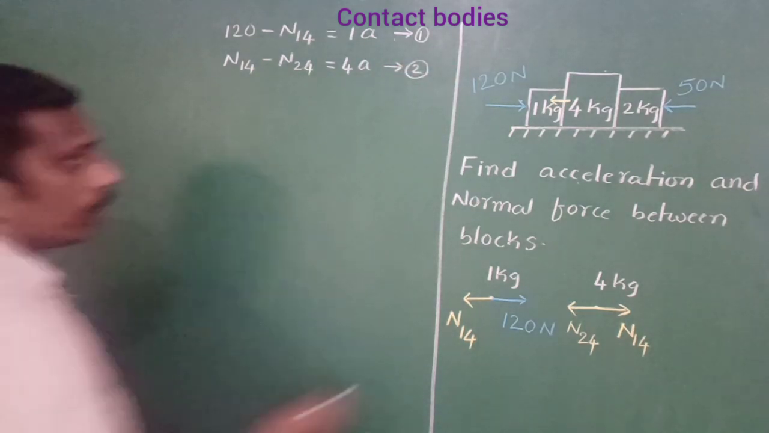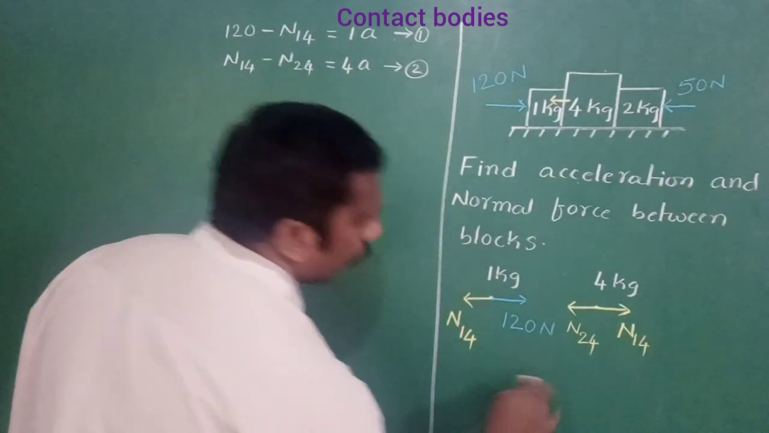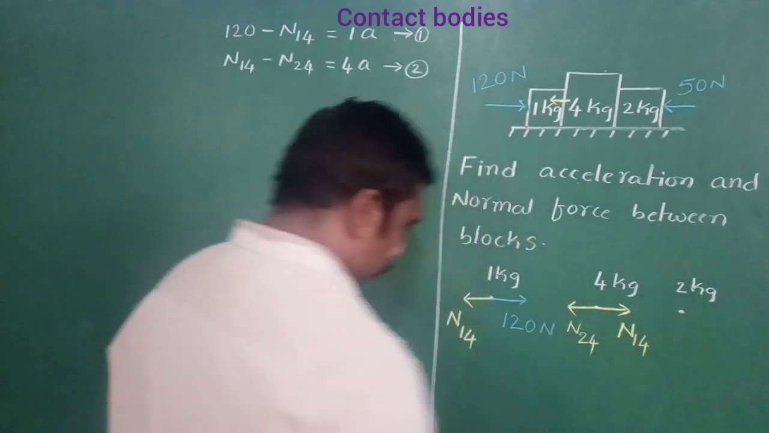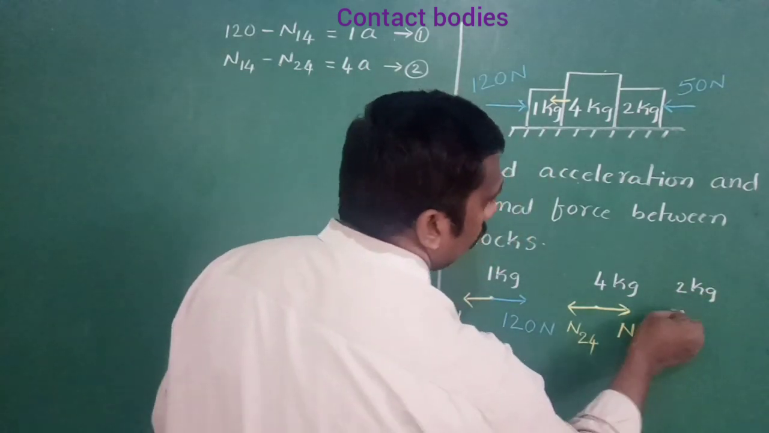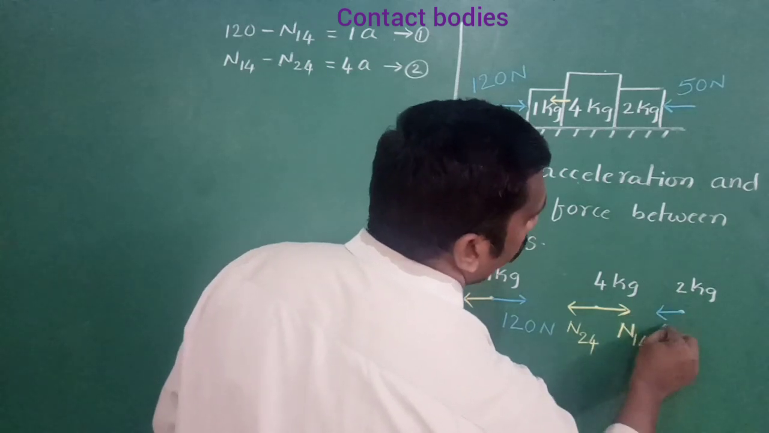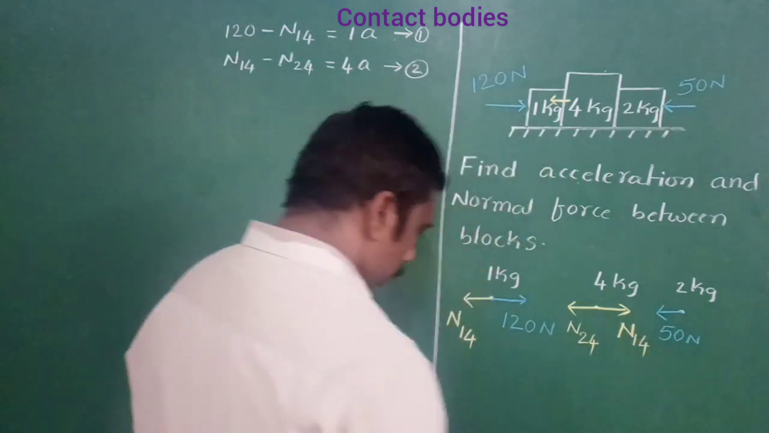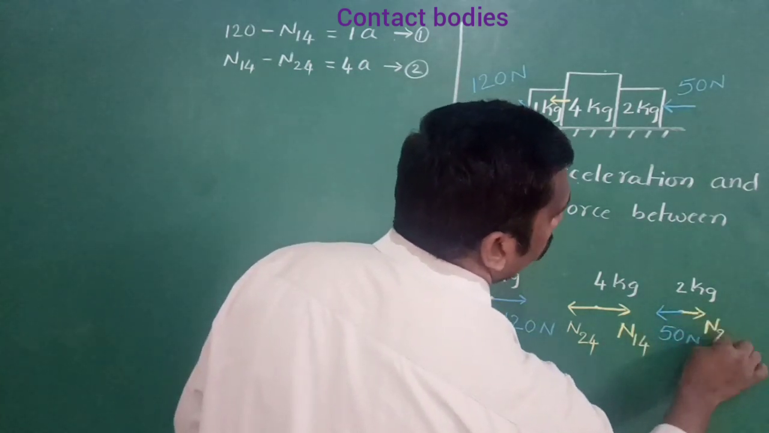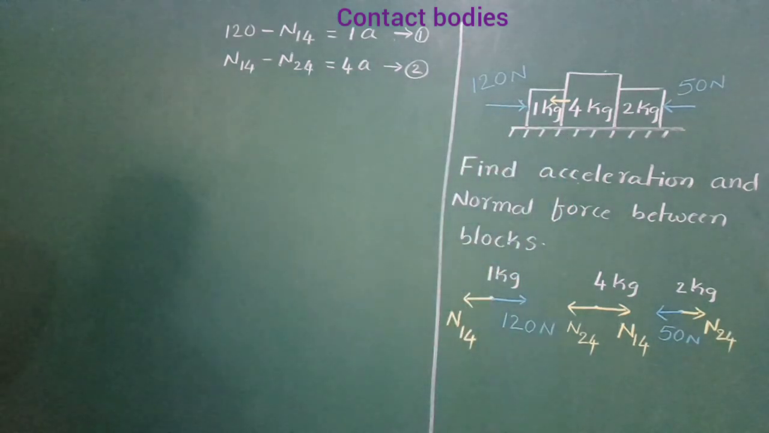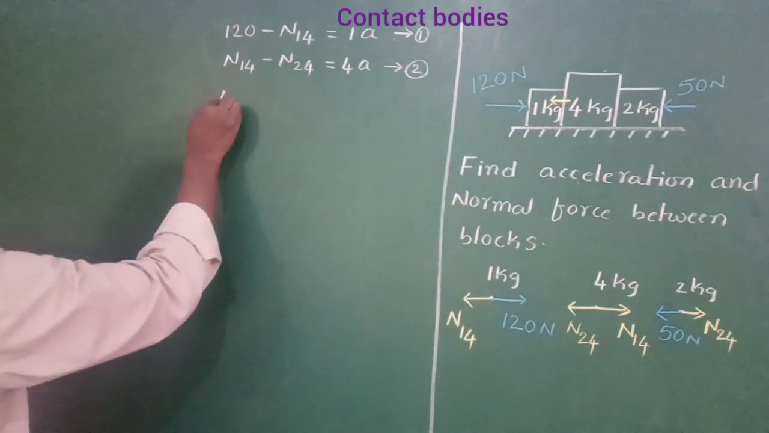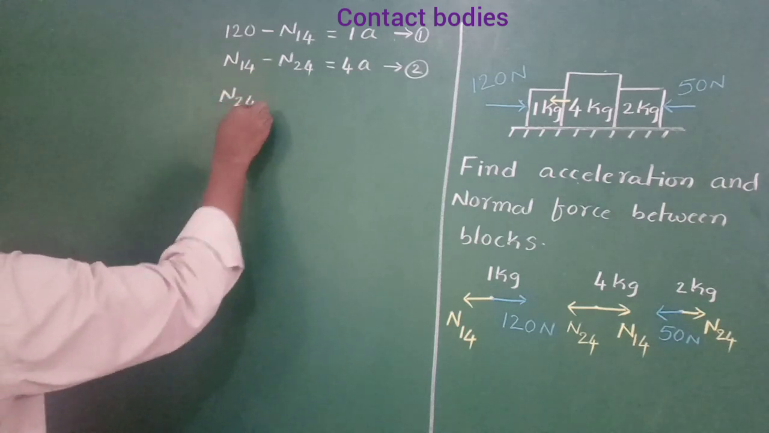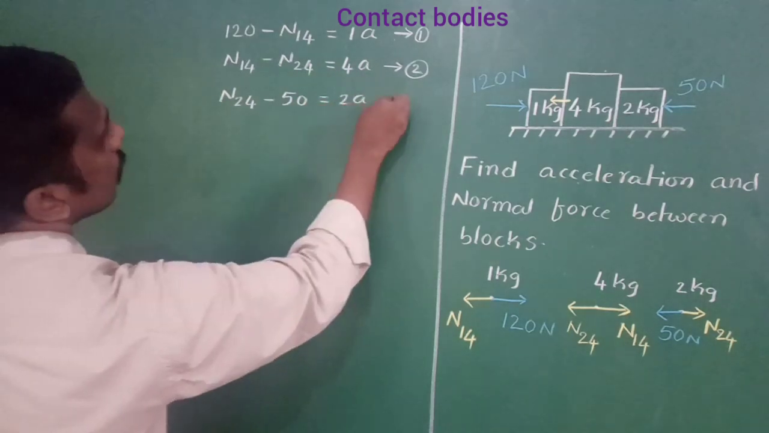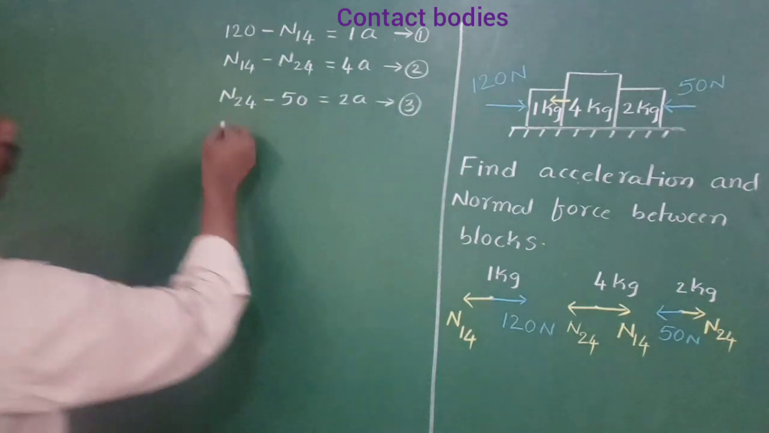Next, for the 2 kg body. On the 2 kg body, two forces are acting. One is the applied force acting towards the left, that is 15 Newton, and another force is the reaction by the 4 kg block acting towards the right, N24. From this, N24 minus 15 is equal to 2 into a. Say this is equation 3.